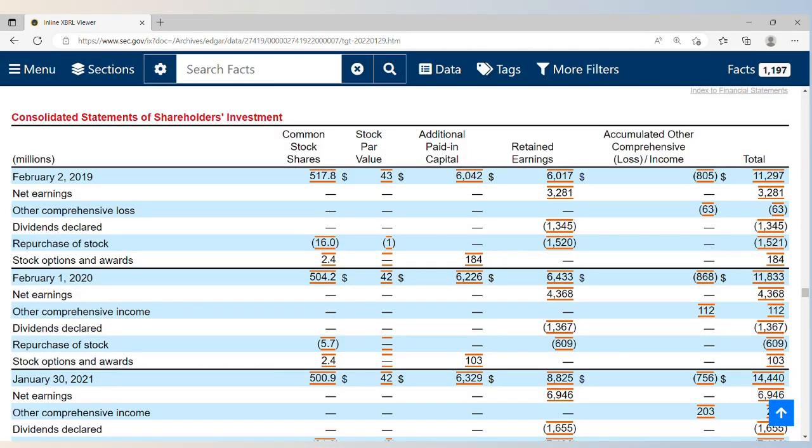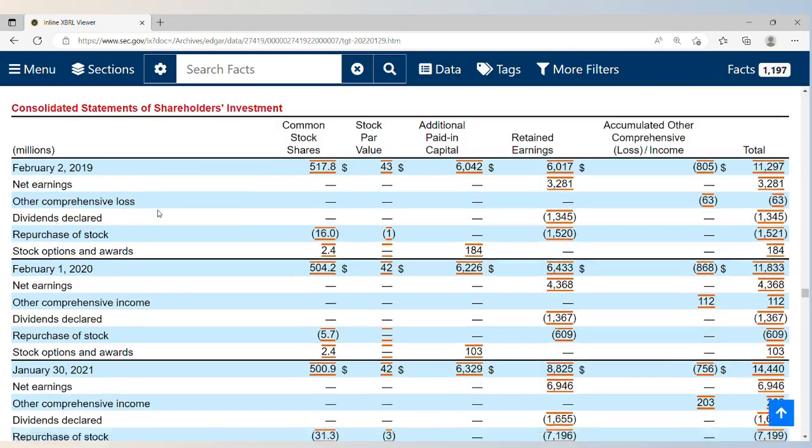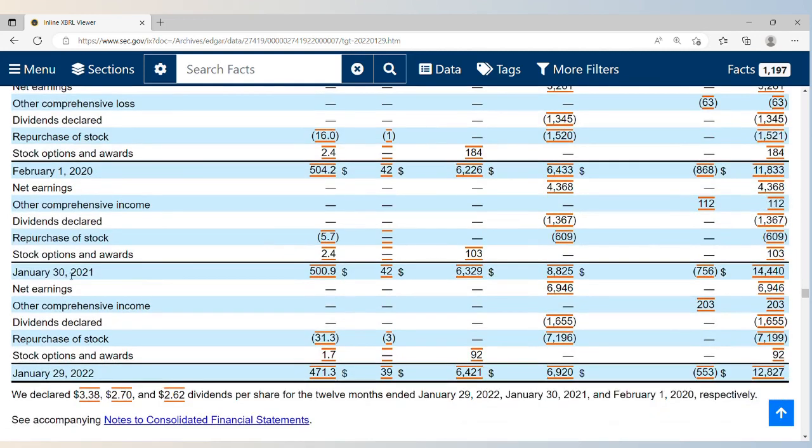Here is an example of the shareholders' equity statement for Target Corporation. In 2021, the shareholders' equity changed from 500 to 471 million because the company spent 31 million to buy back their stocks, which will decrease the shareholders' equity. At the same time, the company issued stock options worth about 2 million, which will increase the shareholders' equity.